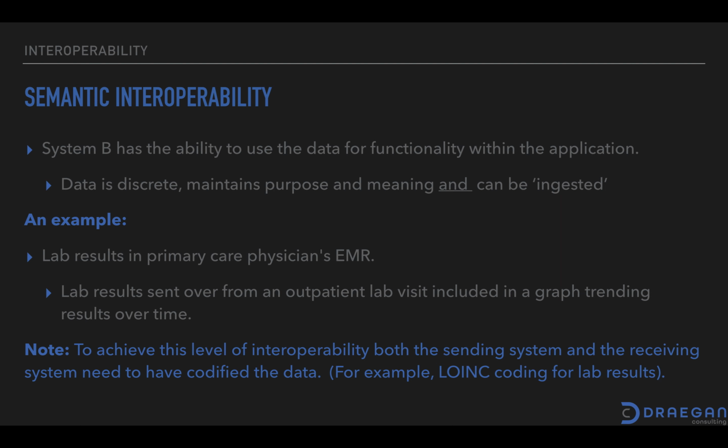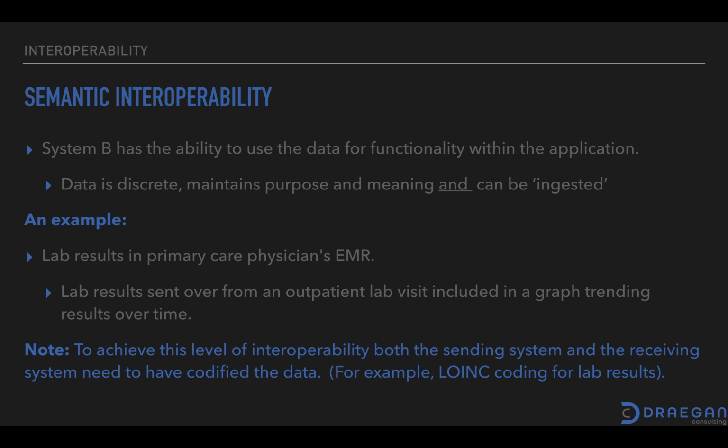So an example of this would be lab results that are in a primary care physician's EMR. So lab results that have come across from an outpatient lab visit, so a patient goes to visit an outpatient lab or has some lab work done at urgent care, gets sent over electronically, lands in the physician's EMR, and is actually able to be included in graphs trending the results over time. So not only does it know that it is a lab result, it knows the type of lab result it is, and it can actually incorporate it in with the other lab results that are already in that system. So this is pretty exciting.